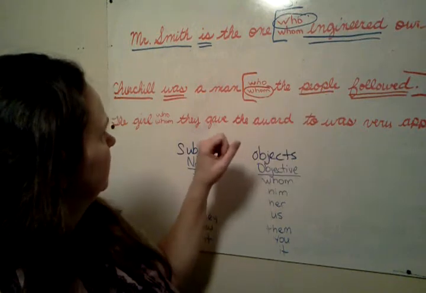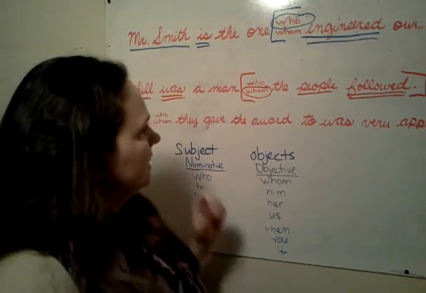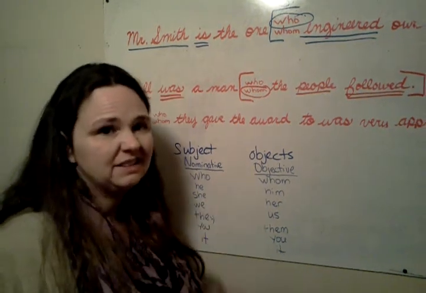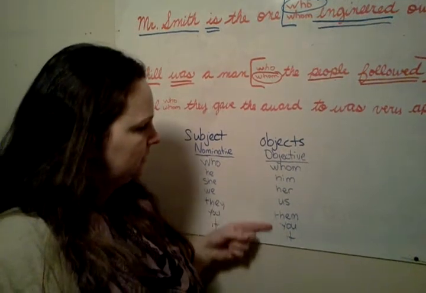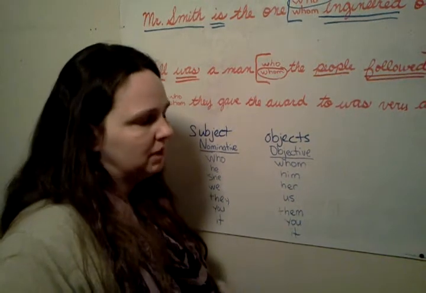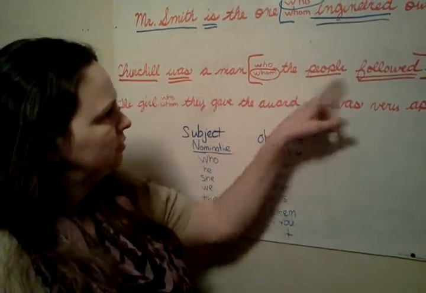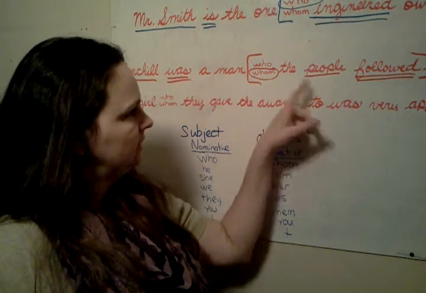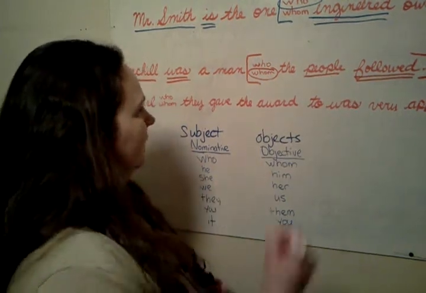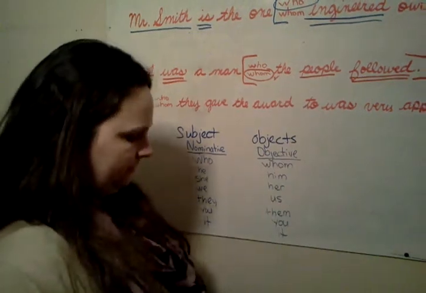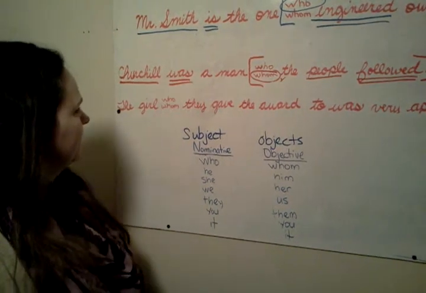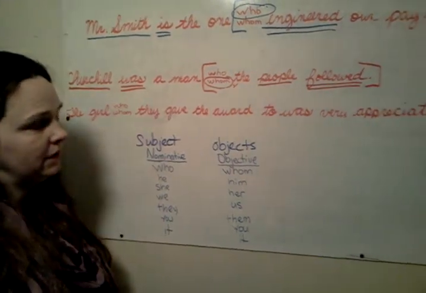We could say the people followed whom. Now, we can test this because we know that whom is an objective case pronoun. If I want to test it to make sure I've chosen the right one, I could substitute one of these that I know are objective case, and if that makes sense, that tells me I'm right. Could I say the people followed him, or would I say the people followed he? I'd say him, so that tells me I'm on the right track. That is definitely objective.